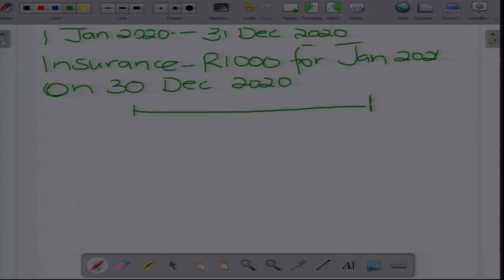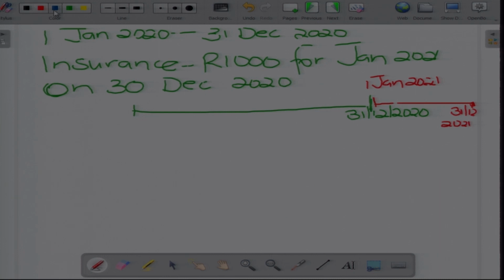This is your financial year. Your year ends the 31st of December 2020, right? Your new year starts here. Okay, let's make it another color. Your new year starts here, meaning your new year will be from the 1st of January 2021 up till the 31st of December 2021.